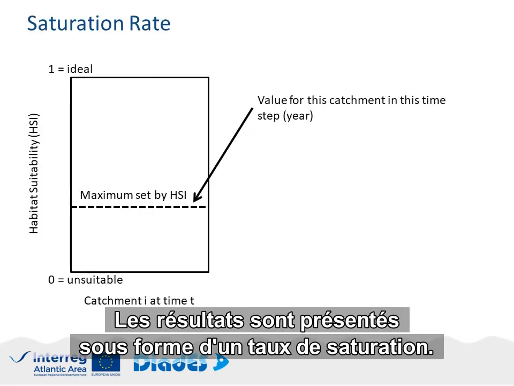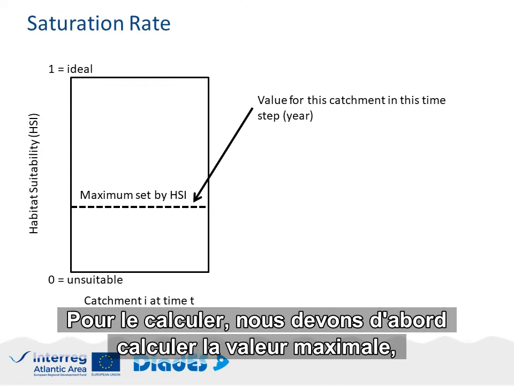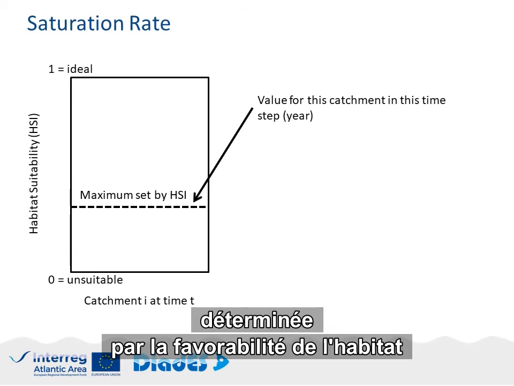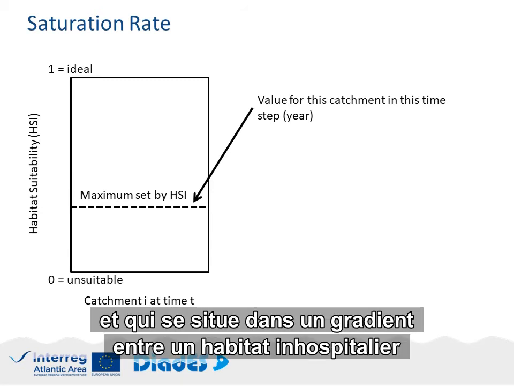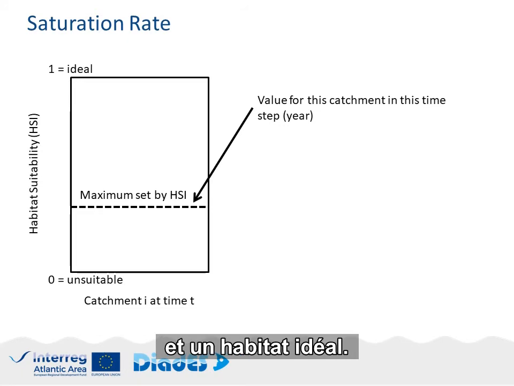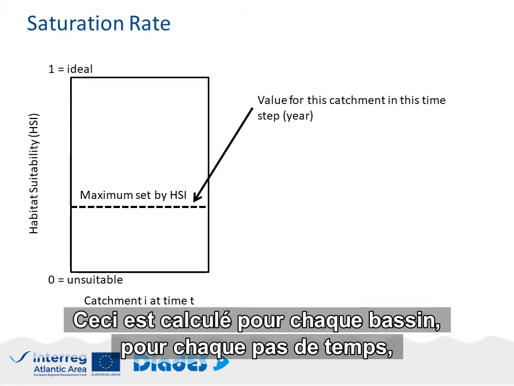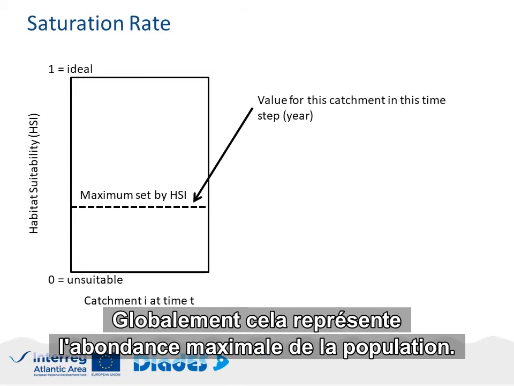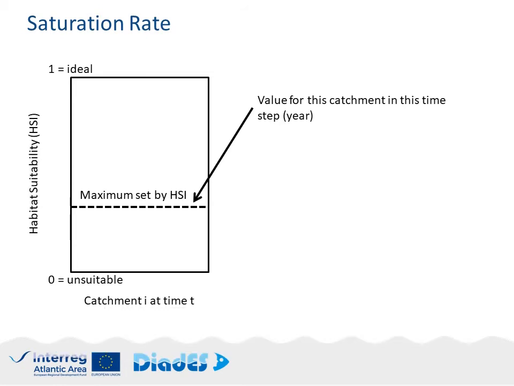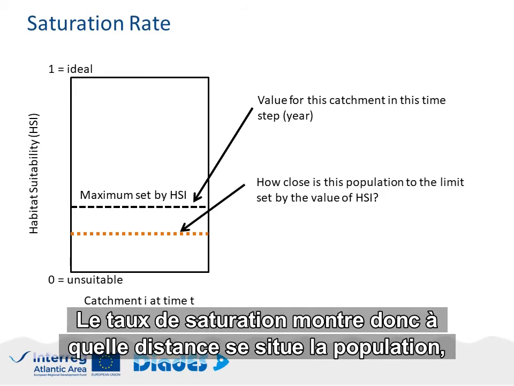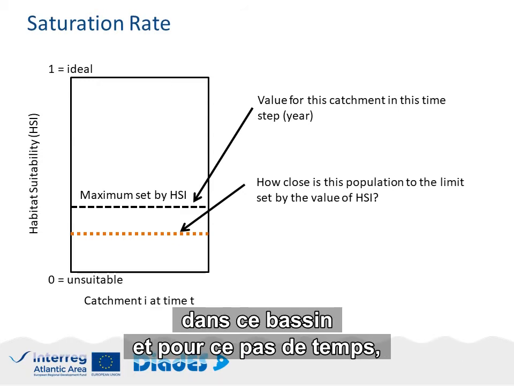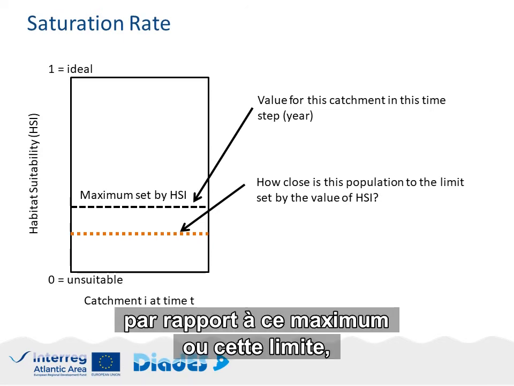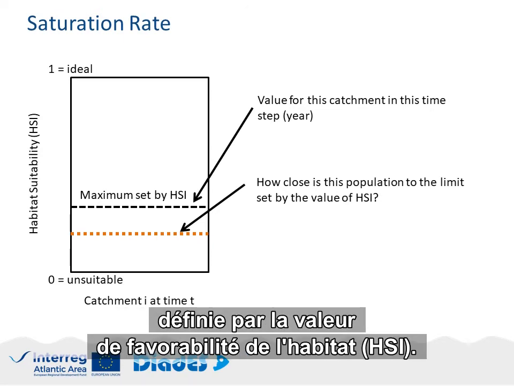We're presenting our results as a saturation rate. To calculate this, we first need to calculate a maximum value that is set by the habitat suitability. This is on a gradient between unsuitable habitat and ideal habitat, and it is calculated for each catchment at the time step, so for our example, year. This represents the maximum capacity, essentially, of the population. The saturation rate then calculates how close the population in that catchment in that time period is to the maximum or limit that is set by the value of HSI.